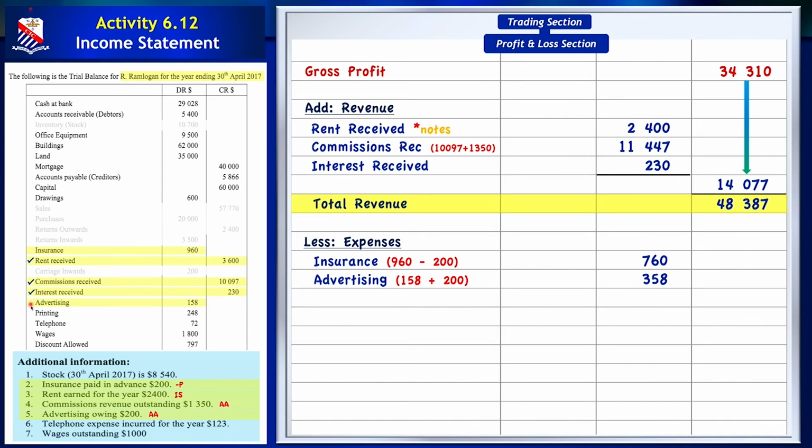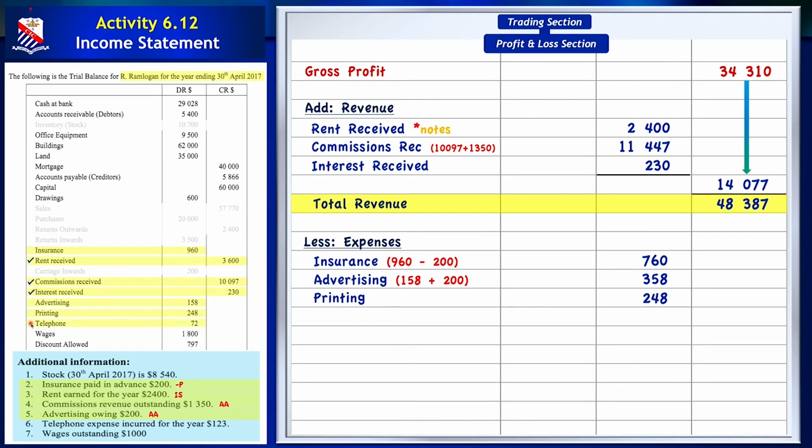Move on. Your next expense would be printing. You check down in your notes. You look for printing. Anything? No, but you still put it in the income statement. Printing, and you just put the amount from your trial balance of $248.